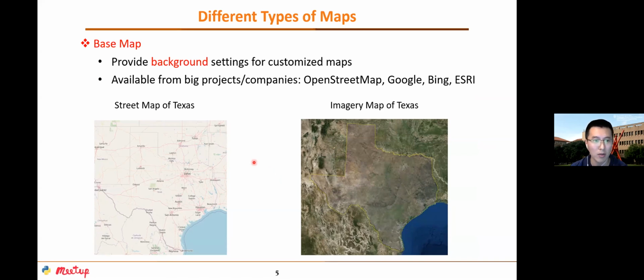And those maps are usually available from some big projects or big companies. For example, OpenStreetMap is an open source project, so they develop those base maps. And some big companies like Google, we have Google Map, and Bing from Microsoft. ESRI is a commercial company for the GIS industry. I will discuss a little bit later on what GIS is.